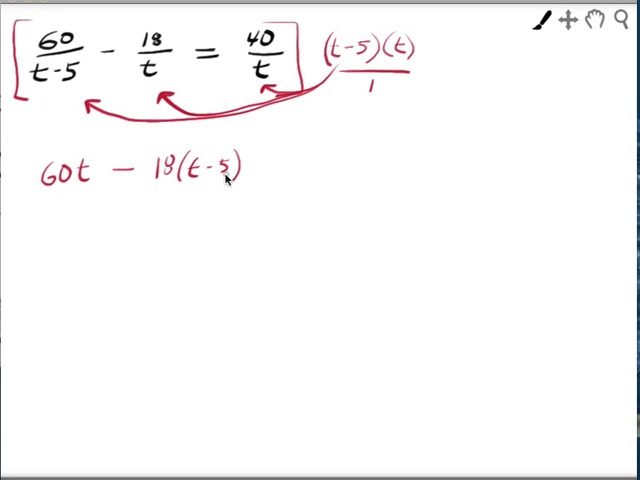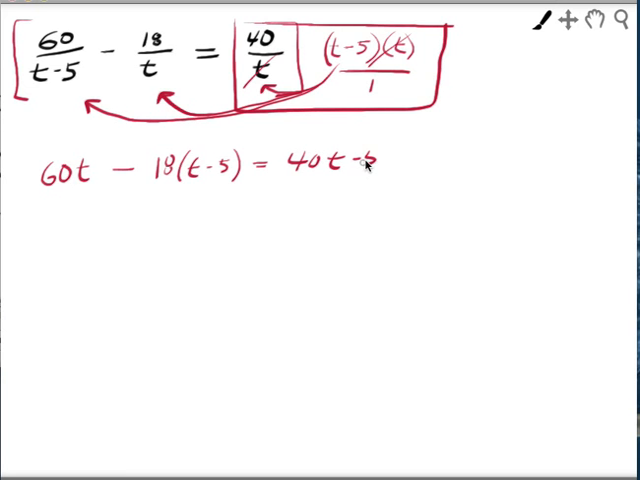Okay, now on the right side, I'm going to show this in a little more detail. The t's are going to cancel, and I'm left with 40 times t minus 5 over 1. Of course, I am not going to show that division by 1. There's no need to. Now, essentially, we are back in section 1.3. We have one equation in one unknown, and that unknown is to the first power. So the idea here is to isolate the t on one side and the numbers on the other side.